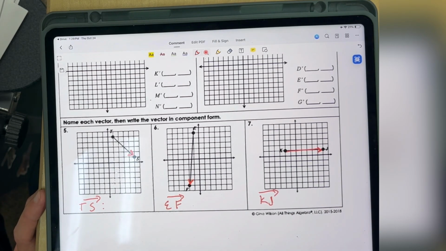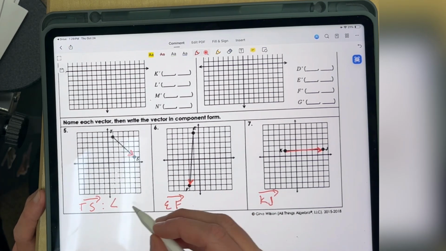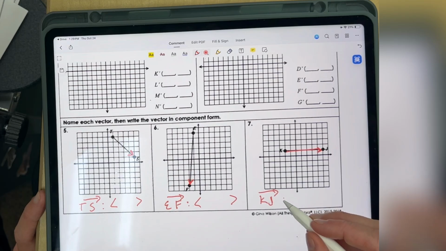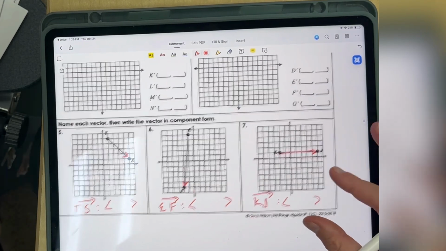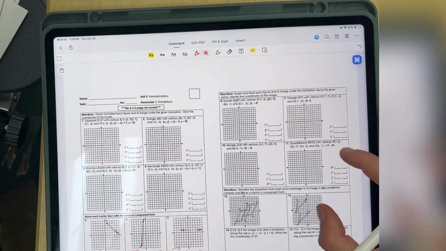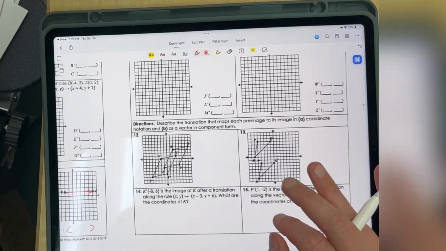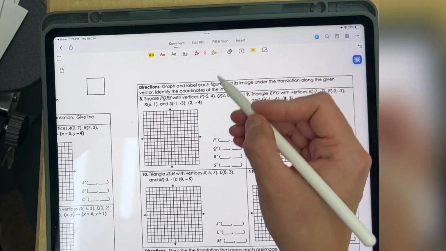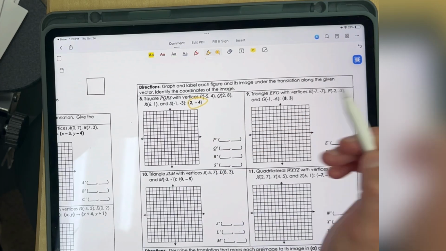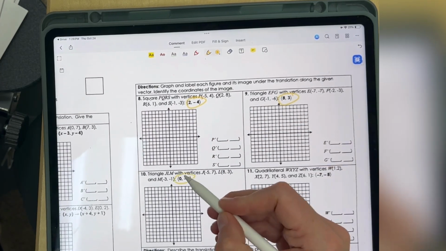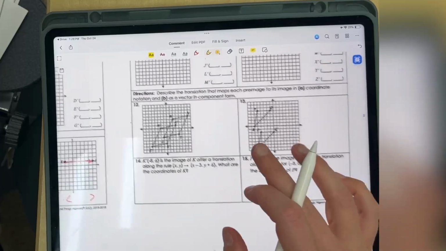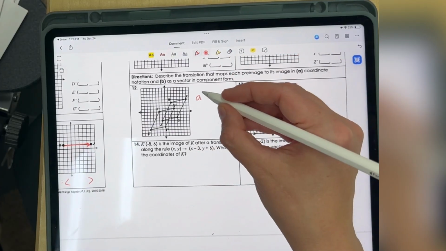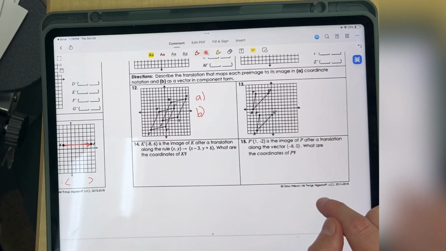Okay, and then you want it in vector component form. So you just want it like this form for these guys. Again, this should follow very much along with what we did. This one says, look at the vector form or component form and just do what that says. Same thing here, 8, 3. It's literally just the notes again, guys. This one says write it in both coordinate form and vector form, just like the notes we did.